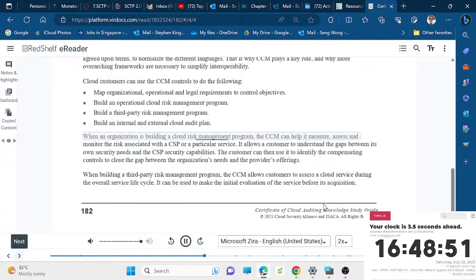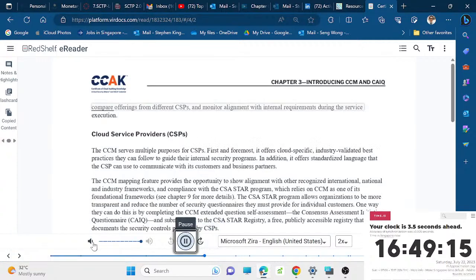When an organization is building a cloud risk management program, the CCM can help it measure, assess, and monitor the risk associated with a CSP or a particular service. It allows a customer to understand the gaps between its own security needs and the CSP security capabilities. The customer can then use it to identify the compensating controls to close the gap between the organization's needs and the provider's offerings. When building a third-party risk management program, the CCM allows customers to assess a cloud service during the overall service life cycle. It can be used to make the initial evaluation of the service before its acquisition, compare offerings from different CSPs, and monitor alignment with internal requirements during the service execution.